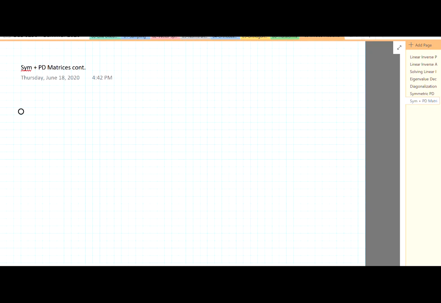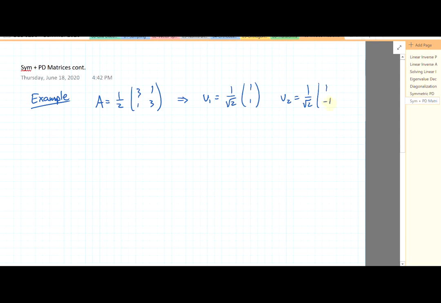So let's go through a quick example and see how this all works together. Let's say A is equal to [[2, 1], [1, 2]]. This gives us a v1 normalized of (1, 1) and a v2 also normalized of (1, -1), and the associated eigenvalues are 2 and 1.